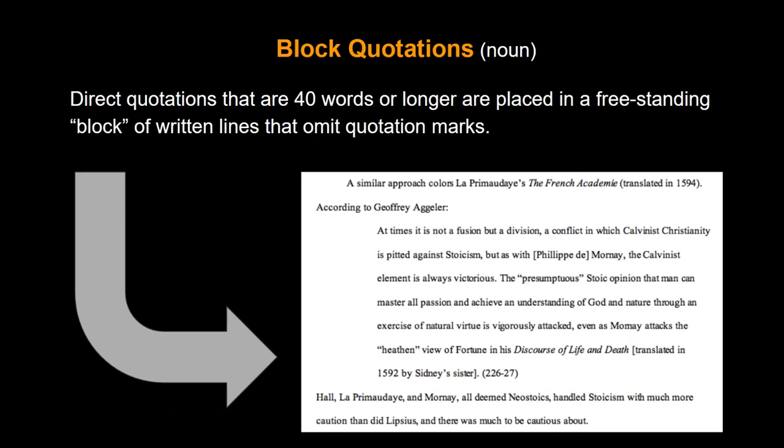Block quotations are another form of direct quotation. The only difference is that it is more than 40 words. And you can see in the example here, it has been indented by a half inch in this block. There are no quotation marks surrounding the quote in the block quotation, and then after it, it gives, again, the page numbers that the source was referenced from.